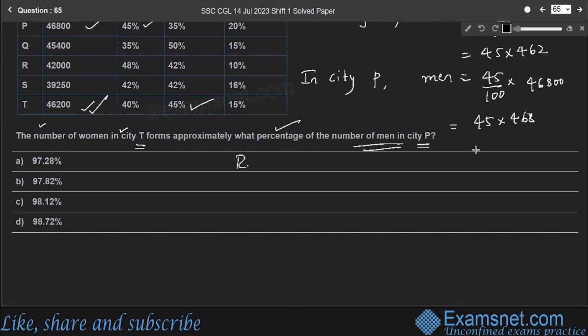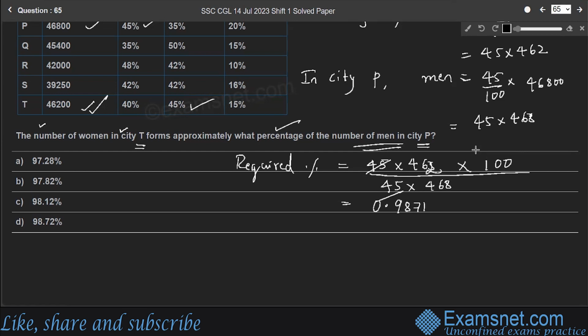Therefore, required percentage is number of women in city T, which is 45 into 462, is what percentage, means into 100, of, means divided by, of number of men in city P, 45 into 468, right? So you can cancel 45 and 45. So only thing is you have to find the value of 462 divided by 468. You will get 0.98717, right? So on into 100.